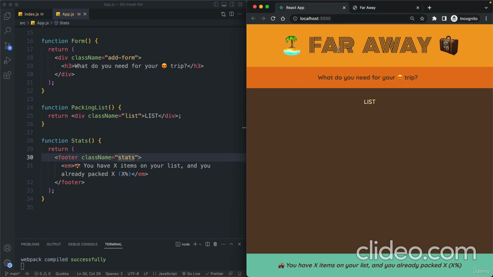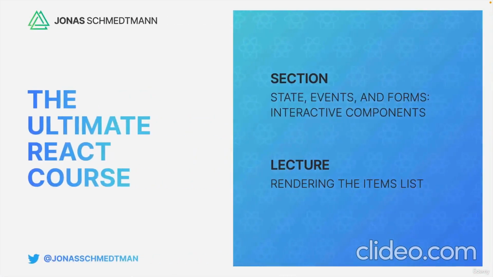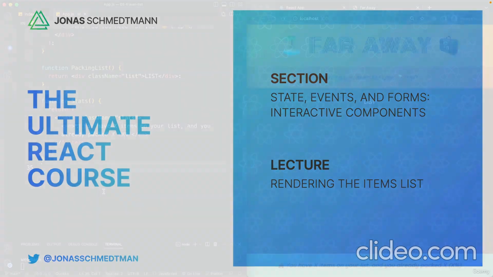So next up, we will start rendering some static items here. So we will not yet dynamically add new items to the list, but we will render some static items from an array here in the UI. Remember how I said earlier how rendering lists is one of the most common tasks in React development? Well, this application is no exception. And so let's now render the list of packing items.